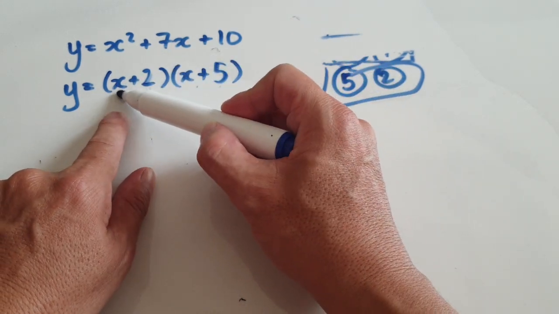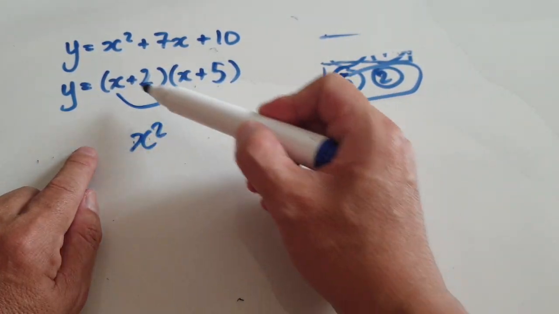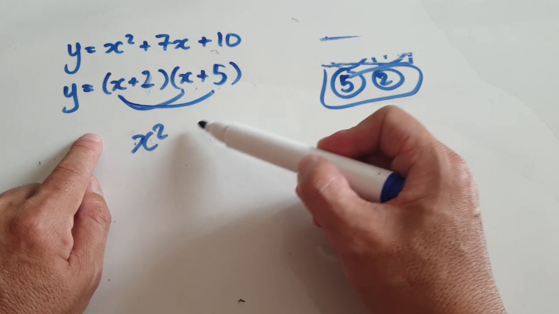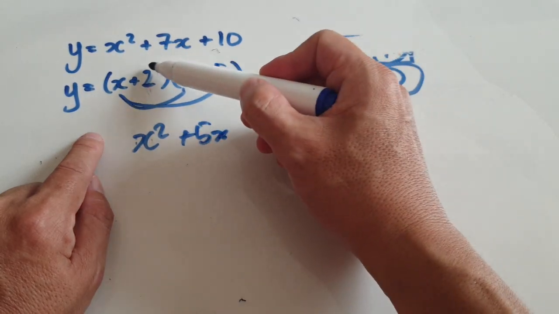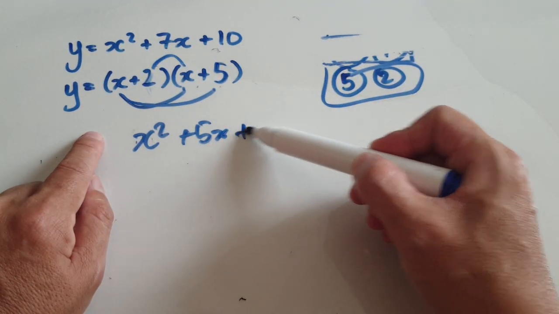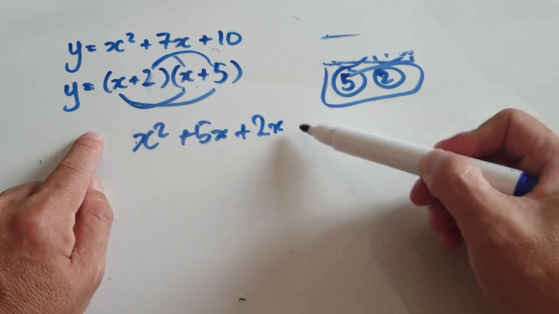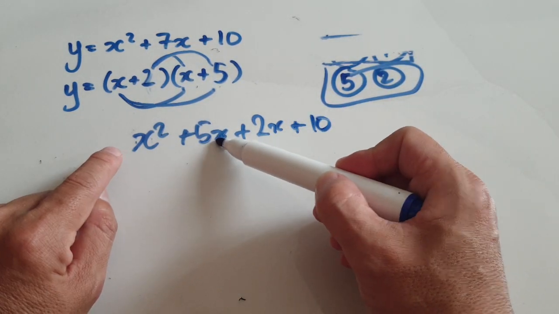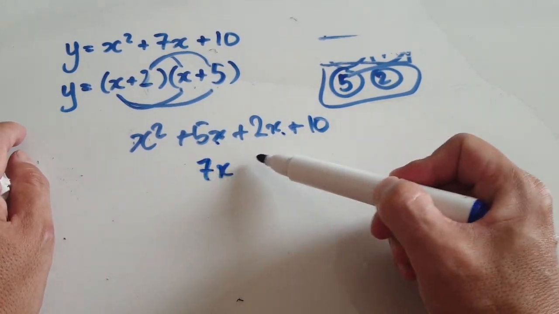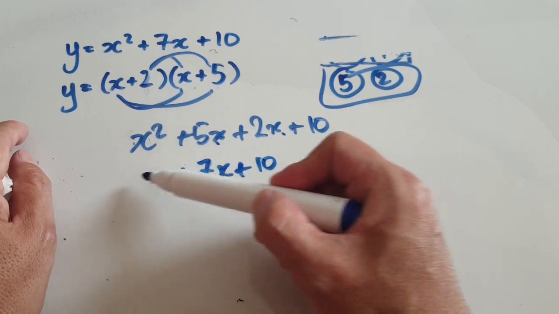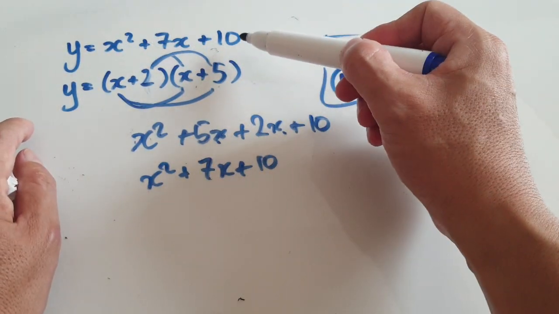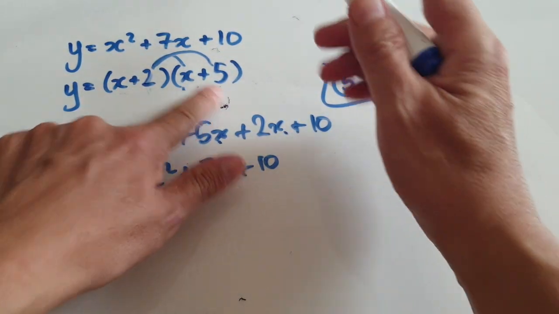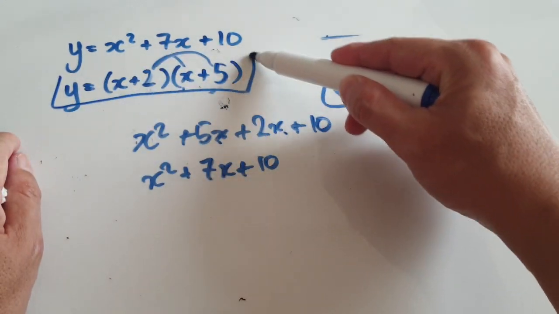Now check it. This times this would give you x squared. This times this would give you 5x. This times this would give you 2x. This times this would give you 10. And then single x, that would give you 7x. So you see, when you multiply this out, it does give you this thing here. So to factorize it, this thing here would be your answer. Okay?